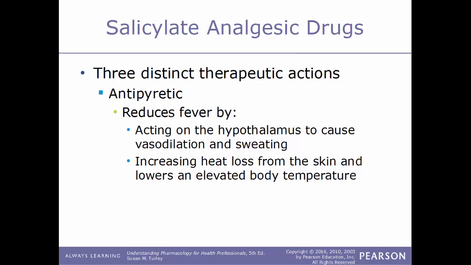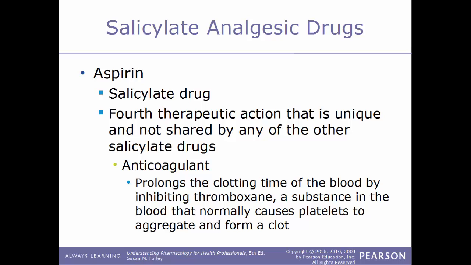And they reduce fever by acting on the hypothalamus of the brain to cause vasodilation and sweating. So this will increase the heat loss from the skin and will lower an elevated body temperature. Now, when it comes to aspirin specifically, this is a salicylate drug, but it has a 4th therapeutic action that is unique to aspirin only and is not shared by any of the other salicylate drugs, and it is an anticoagulant. This will prolong the clotting time of the blood by inhibiting thromboxane, which is a substance in the blood that normally causes platelets to aggregate and form a clot.